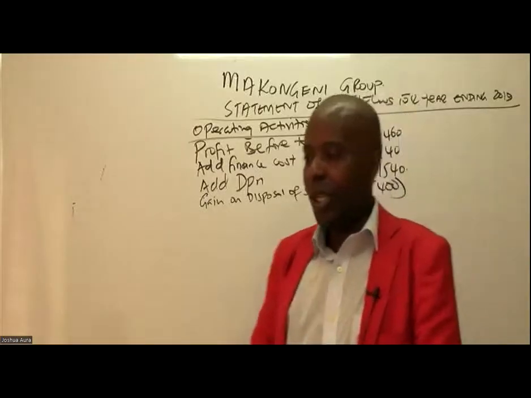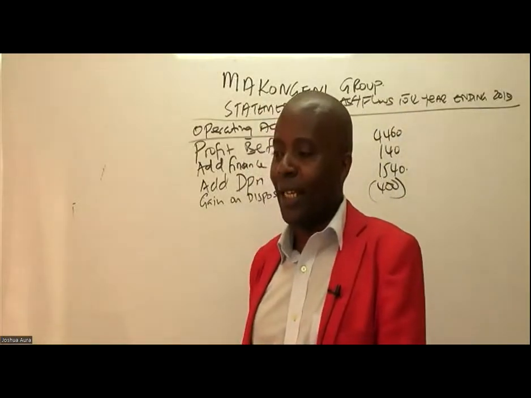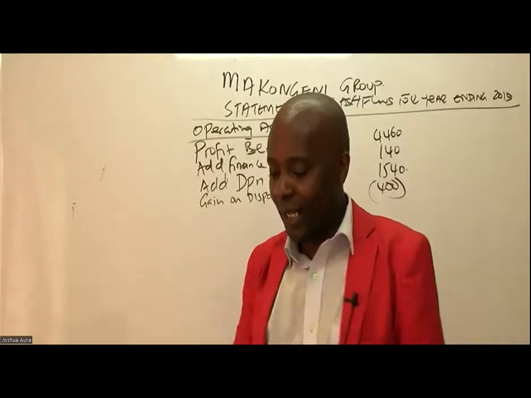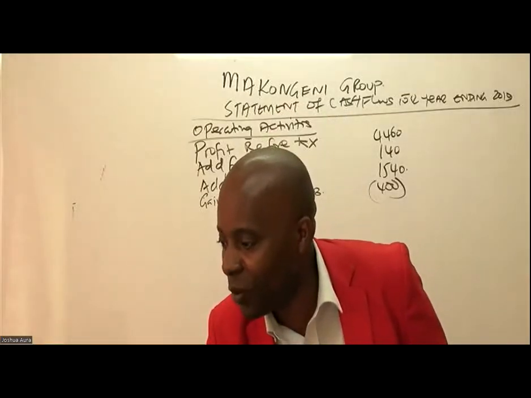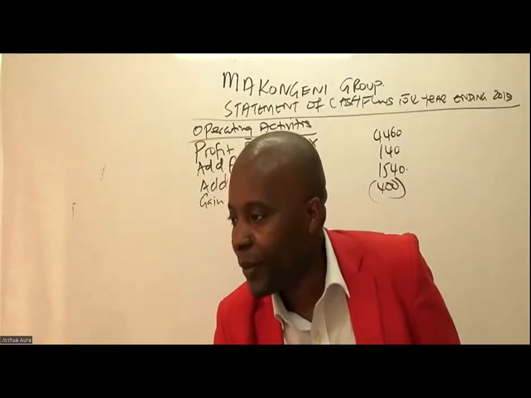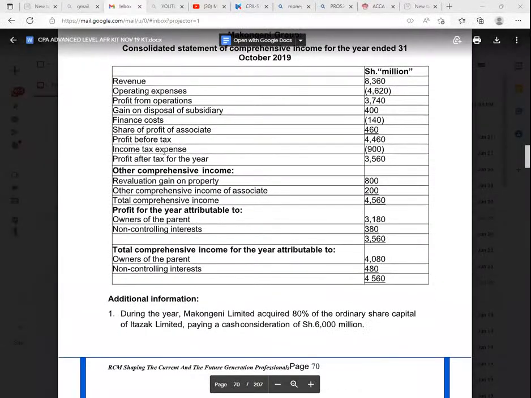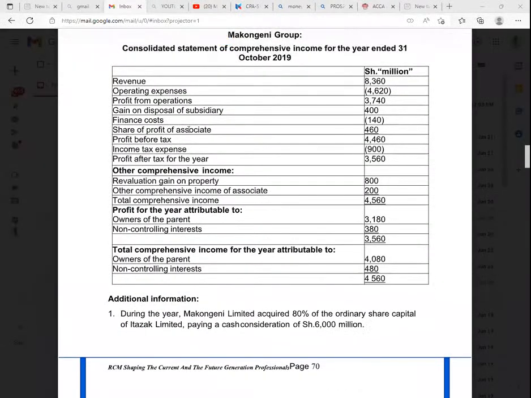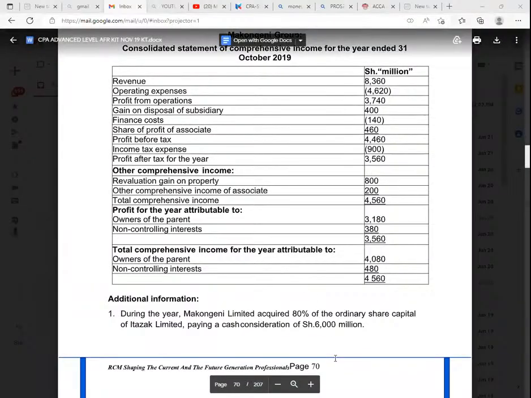Right. So, of course, I know there will be gain in selling this. Let's just read this from the question itself. I can see something very interesting here. Share of profit of associate. This is an investment income. We have to remove this from operations.